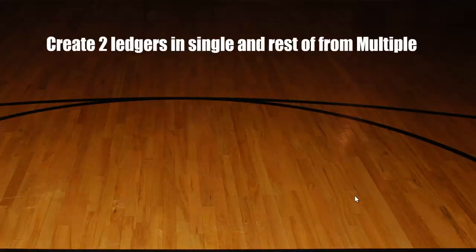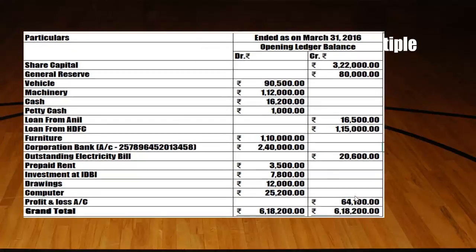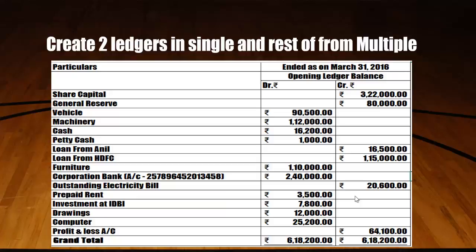Next is create two ledgers in single and the rest from multiple. So the same way that we have created the groups, the same is the ledger option that we need to create. So here are the ledgers that we need to create: share capital, general reserve, vehicles, machinery, cash, petty cash, loan from Anil and loan from HDFC Bank, furniture, corporation bank, outstanding electricity bill, prepaid rent, investment at IDBI, drawings, computer, profit and loss. These ledgers need to be created.